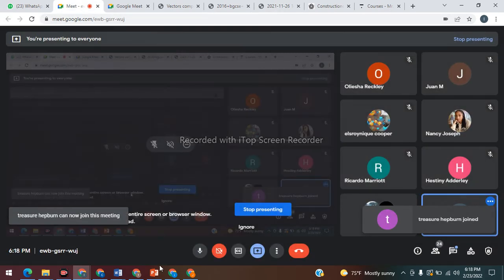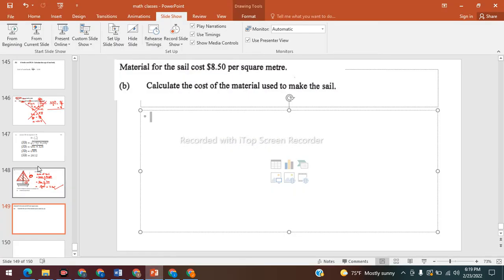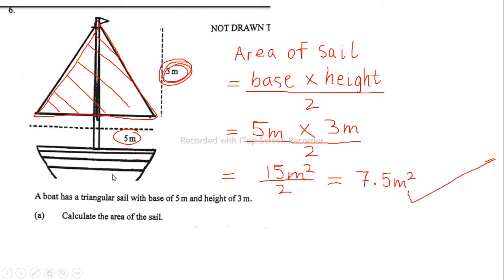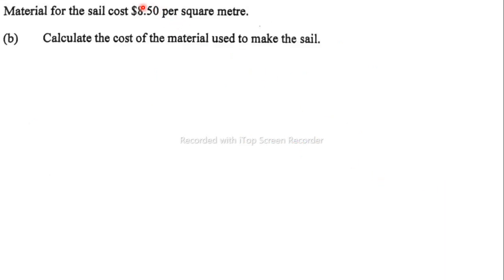Now, someone may ask, well, why 7.5? Notice that we have 7.5 square meters. So there's 7.5 of them. They tell us that for 1 square meter, it's $8.50.